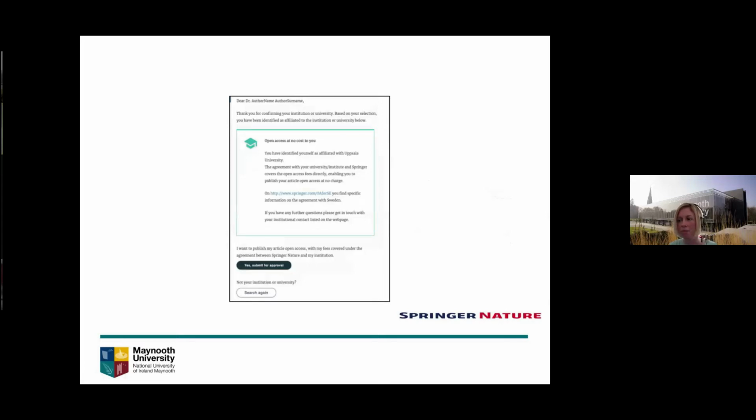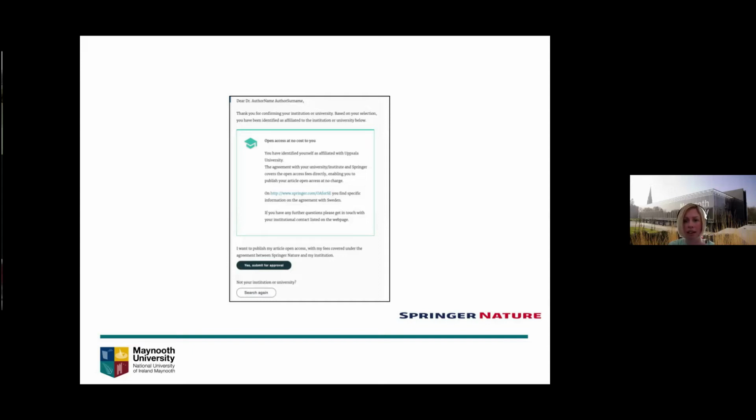You can see that at the bottom it says, "I want to publish my article open access with my fees covered. Yes, submit for approval." And that's basically what you have to do. It's at that point that the article is sent to us, to myself or you in the library, for verification of eligibility and approval. And we do this via a publisher's dashboard.